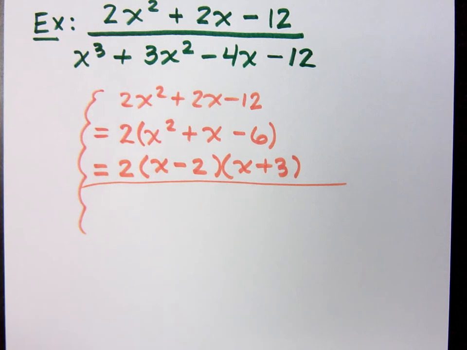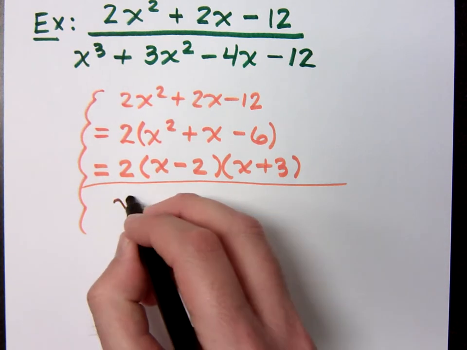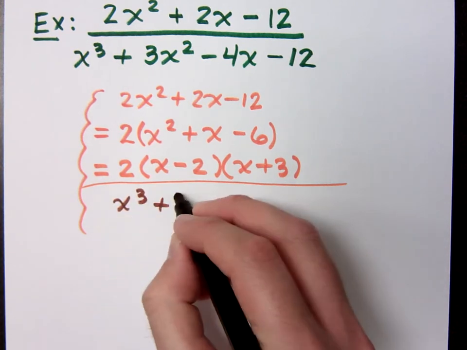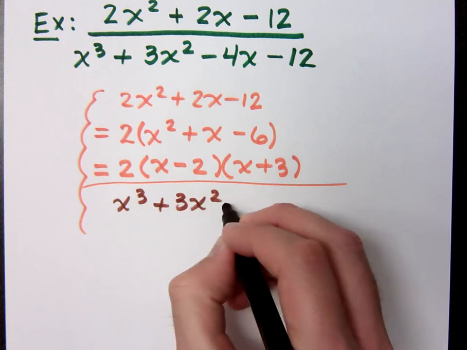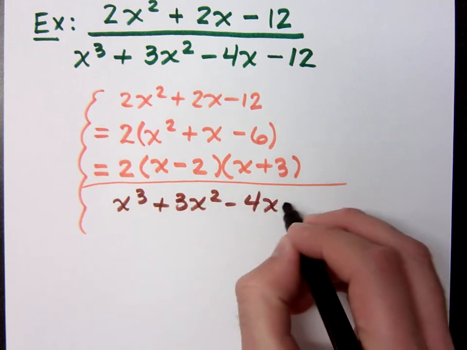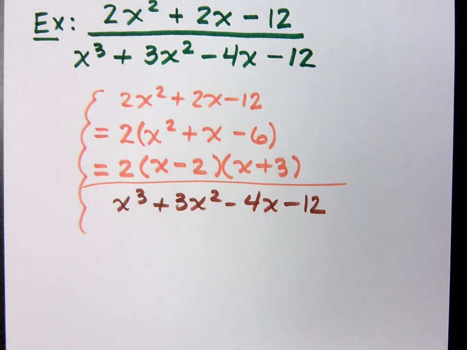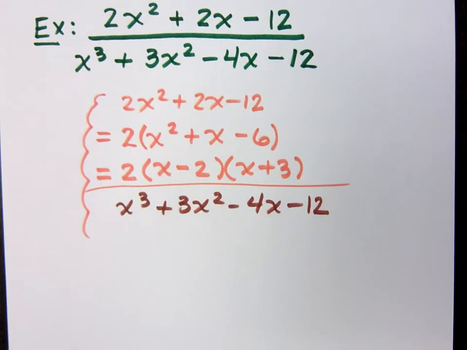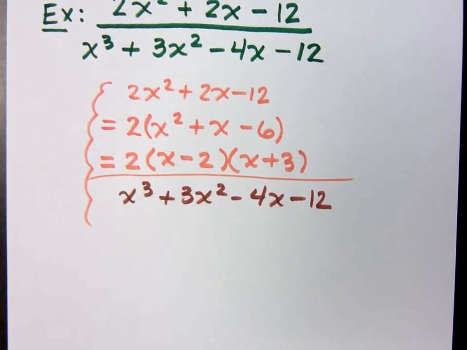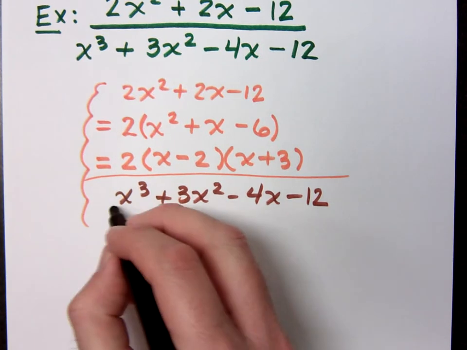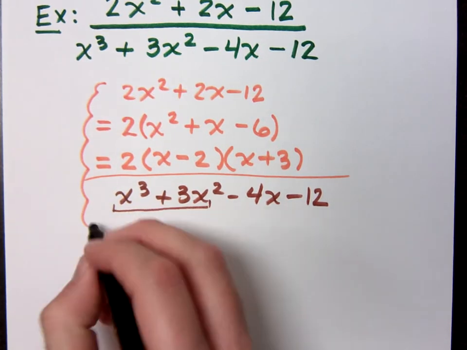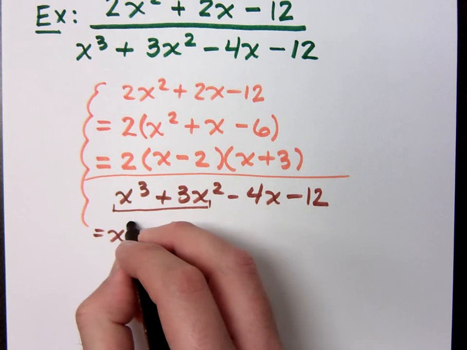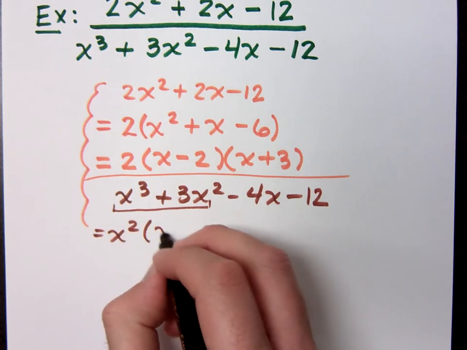Now, the other one. I have x to the third plus 3x squared minus 4x minus 12. Is there a common factor for everybody? No. But we have 4 terms, so we think we should be able to factor by grouping. In the first group, what's the common factor? x squared. Factor that out, and you have x plus 3.